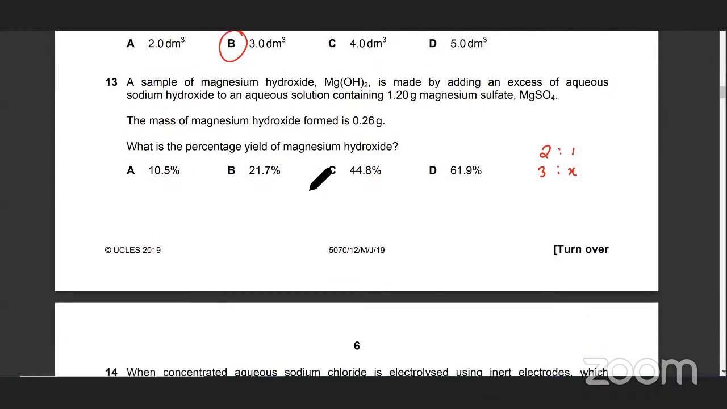अच्छा, इसके बाद next one is a sample of magnesium hydroxide is made by adding an excess of aqueous sodium hydroxide to an aqueous solution containing magnesium sulfate. What is the percentage yield of magnesium hydroxide? Yield का question आ गया. पहले तो वो सबसे पहला काम, ठीक है. The first thing is you have to come up with an equation. So excess of aqueous sodium hydroxide to aqueous solution containing magnesium sulfate. So MgSO4 and NaOH, what is the reaction?